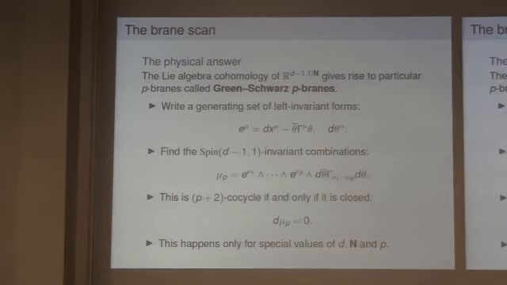First, I'll tell you about the physical answer. The Lie algebra cohomology of super Minkowski gives rise to particular p-branes, which we call Green-Schwarz p-branes. And here's how you compute this. You write a generating set of left invariant forms.